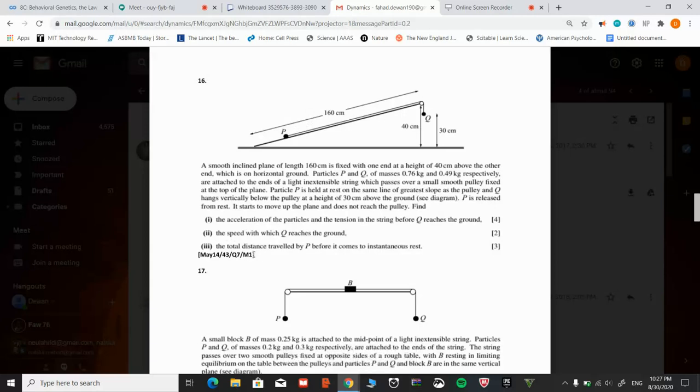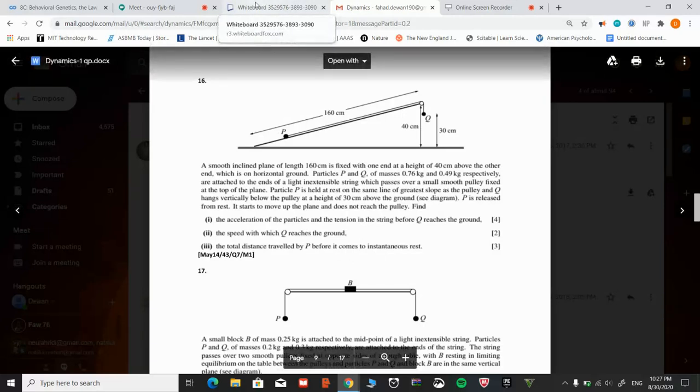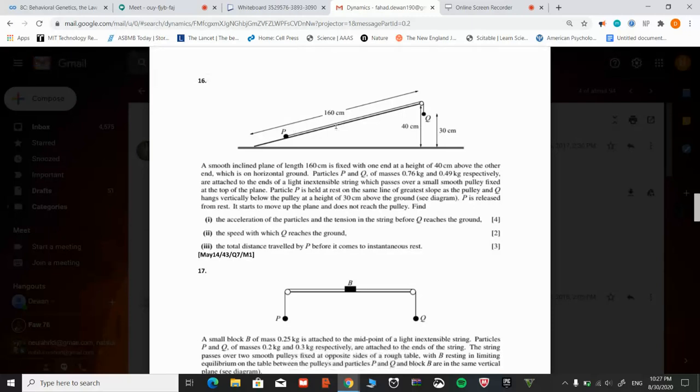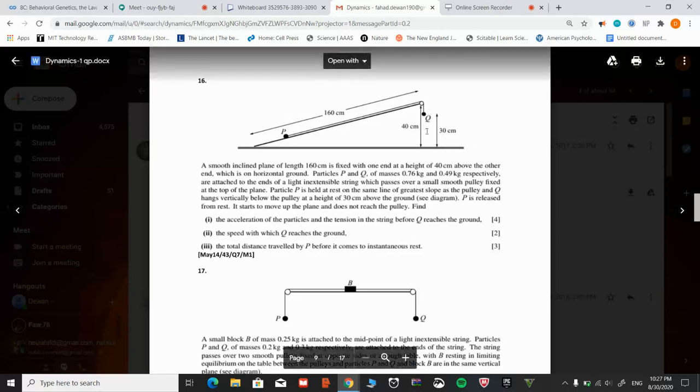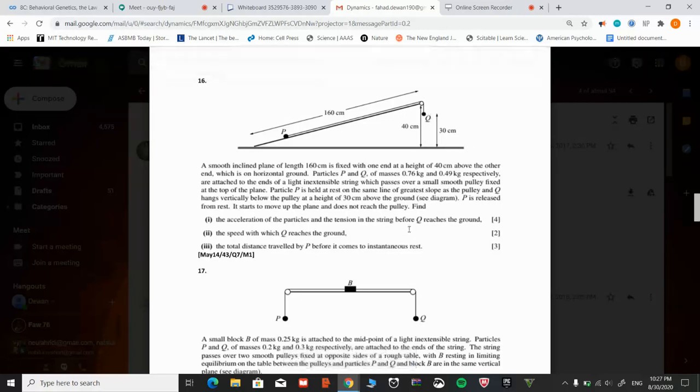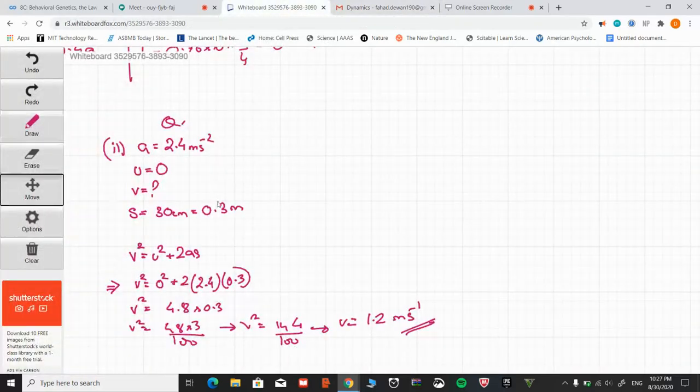তারপরে কি বলছে? Find the total distance traveled by P before it comes to instantaneous rest. Okay. So এই ডিস্টেন্সটা মেজার করতে বলতেছে from the very beginning, যে once you let go of particle Q, when Q starts going down, ওই মোমেন্ট থেকে কতটুক P travel করতে হবে before it stops. So the motion is in two stages.